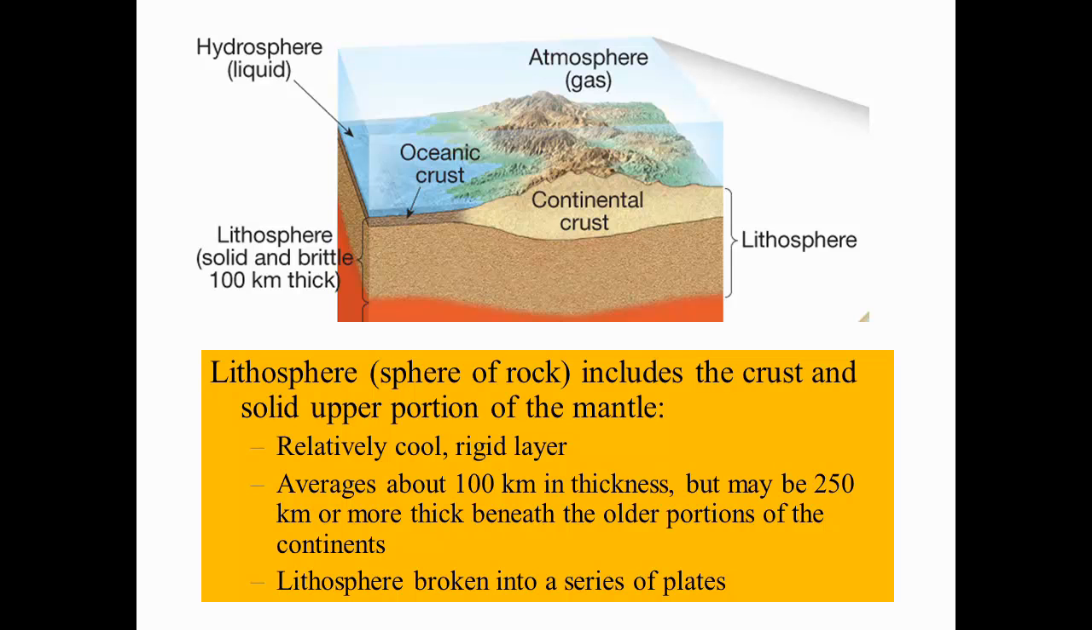And so this allows us to define what's called the lithosphere, which includes the crust and the solid upper portion of the mantle. And we saw before that the lithosphere is a relatively cool, rigid layer averaging about 100 kilometers in thickness, but may be as much as 250 kilometers or more thick beneath older portions of continents. And it's the lithosphere that in turn is broken into a series of plates that define plate tectonics.